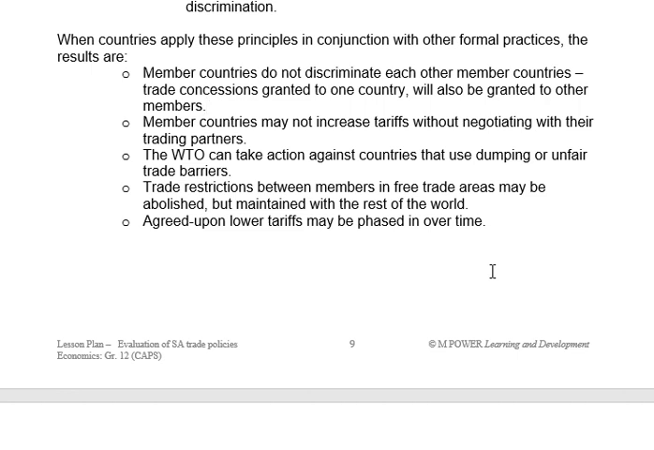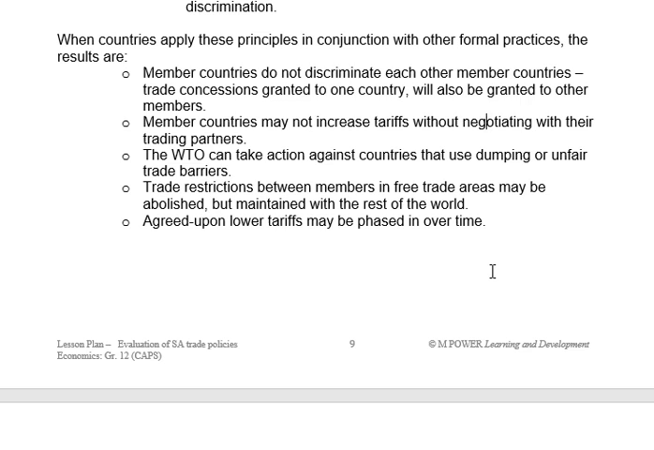Member countries can then not increase tariffs without negotiation. So once you have established a trade agreement, you cannot renege on that agreement and just say, no, I'm not sticking. I said no tariffs, but now I'm going to put a 10% tariff, or I'm going to increase my tariffs by 5% or whatever. It cannot be done if an agreement has been reached.